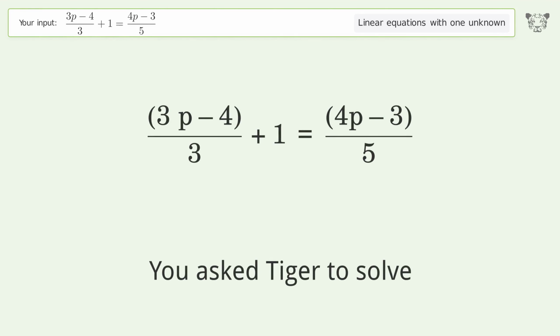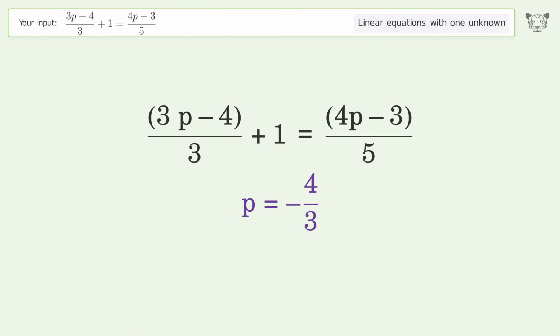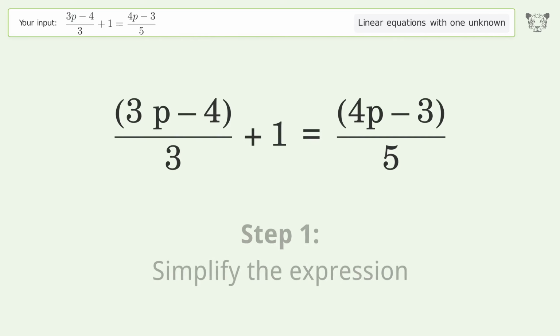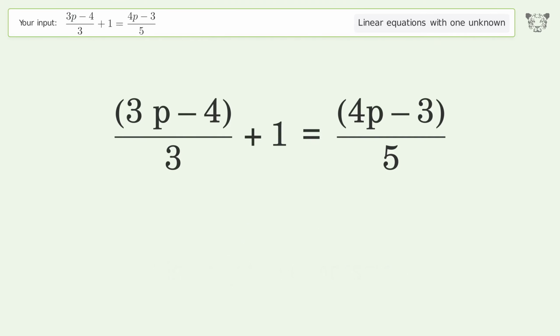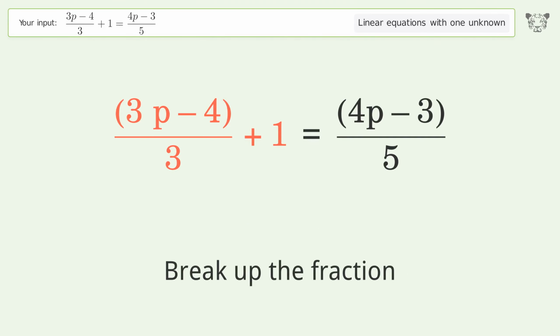You ask Tiger to solve. This deals with linear equations with one unknown. The final result is p equals -4/3. Let's solve it step by step. Simplify the expression. Break up the fraction.